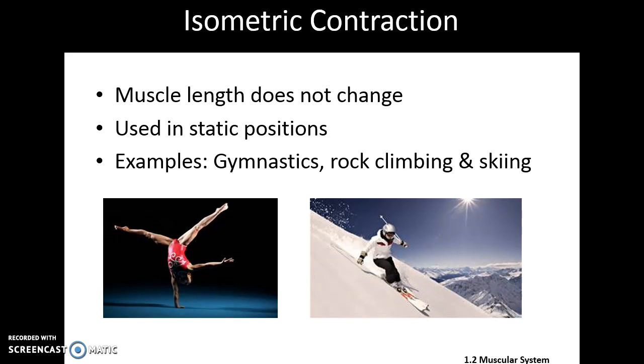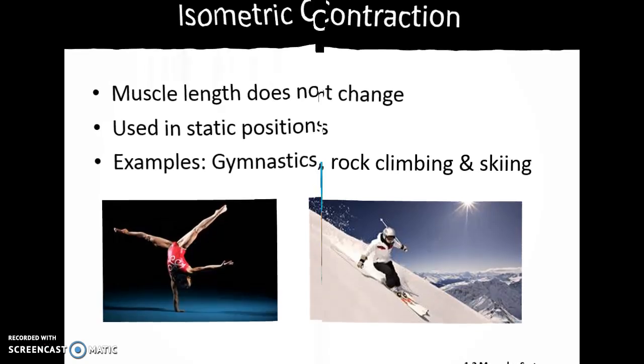Many sports also require a high level of static muscle strength, for example gymnastics, rock climbing and skiing. In particular, gymnastics, as you can see on the left, as you need to hold a variety of positions. However, these positions involve great strength. It's just that there's no movement in those positions, in the muscle or the surrounding joint.